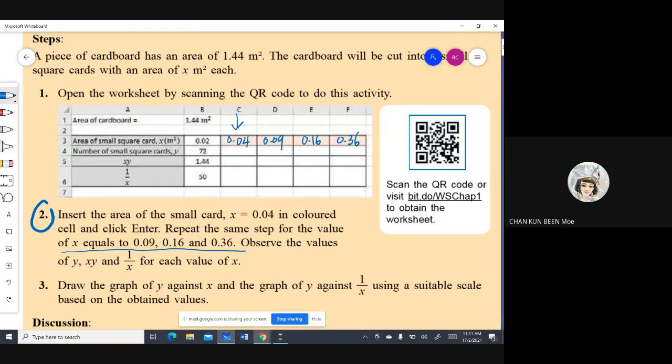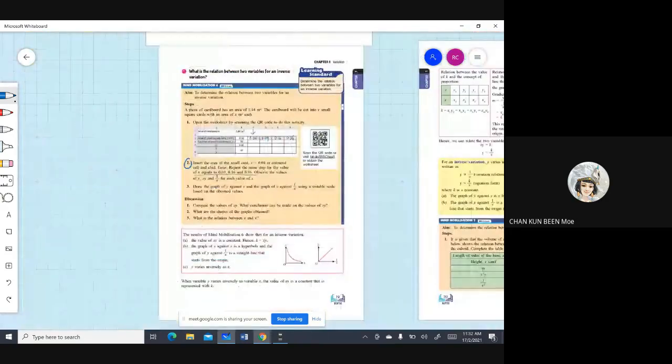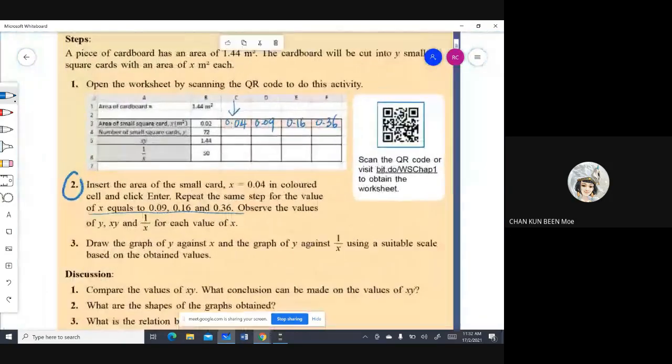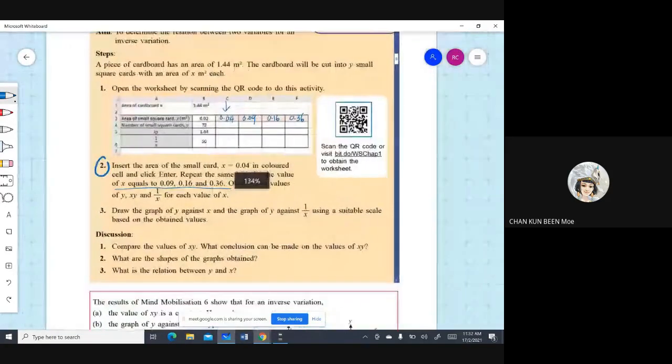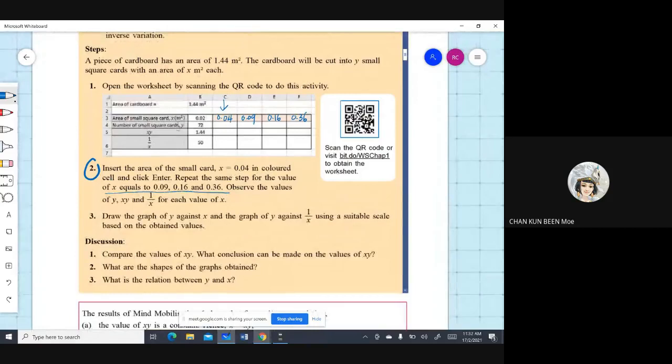Observe the value of y, xy, and 1 over x for each value of x. So the number of small cuts, the y over here. Before we get the value of y, you can see the xy, the area of cardboard, is always the same, which is 1.44.